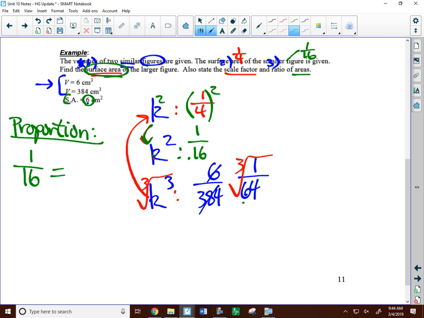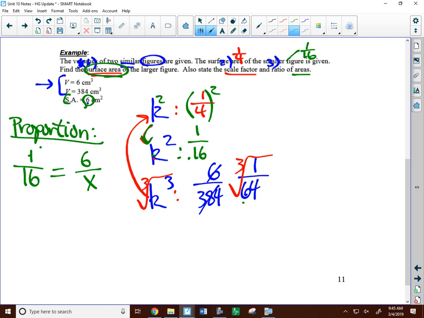Now, 6 is the surface area of the smaller one. That's definitely a smaller surface area, so that's going with the 1. So sometimes it's, does 6 go up top or on bottom? It goes up top because that's with the 1, the smaller. Find the surface area of the larger figure. I'm going to call it x, and that goes on the bottom. And then we cross multiply.